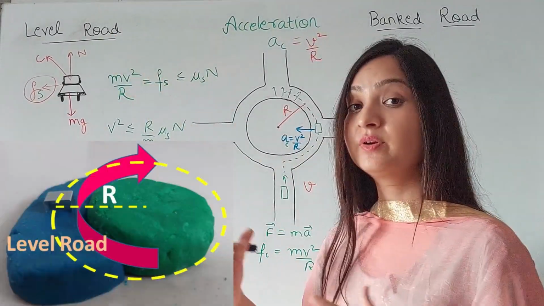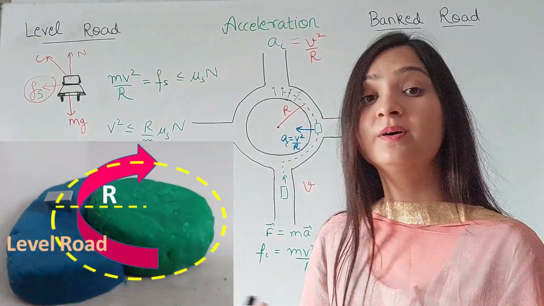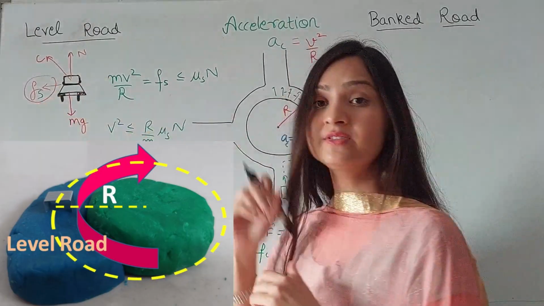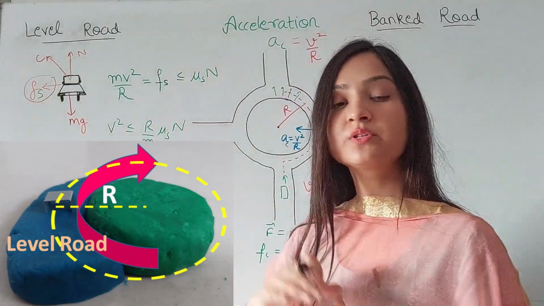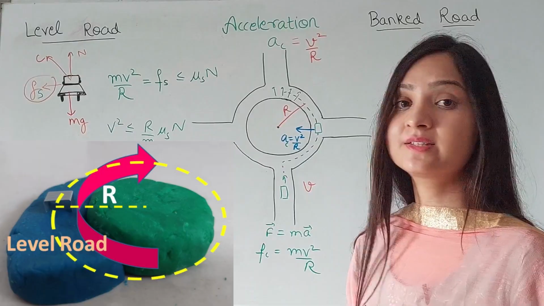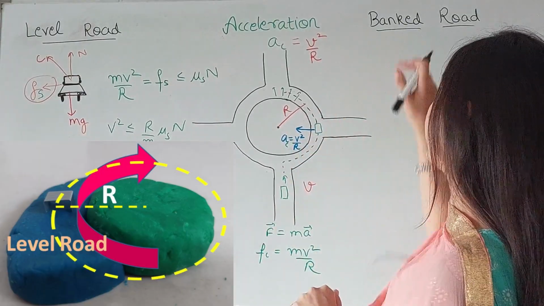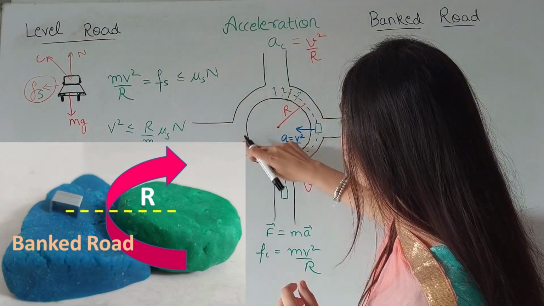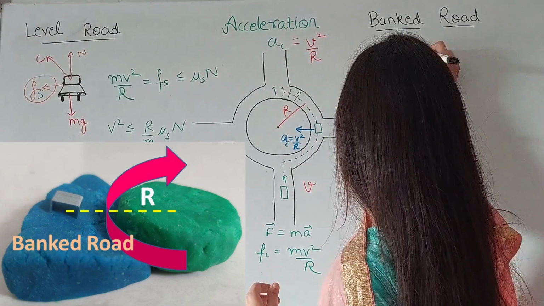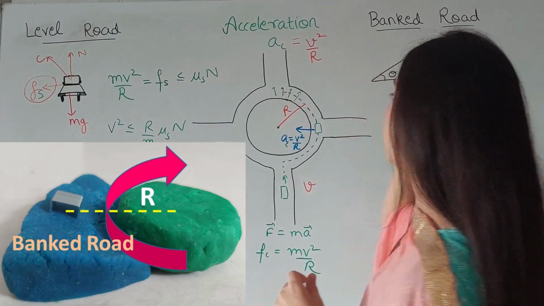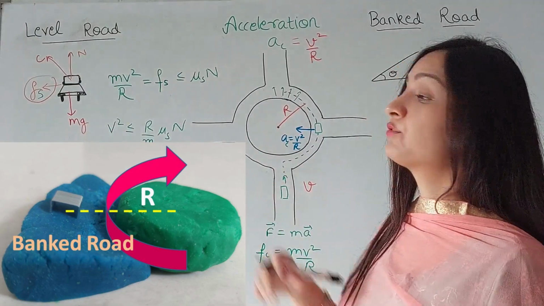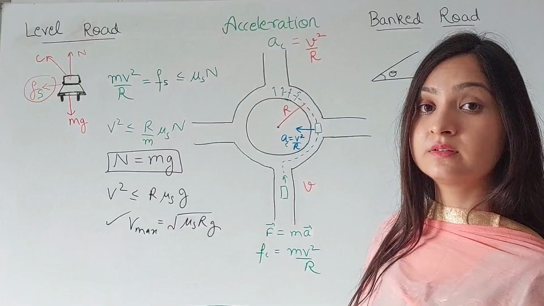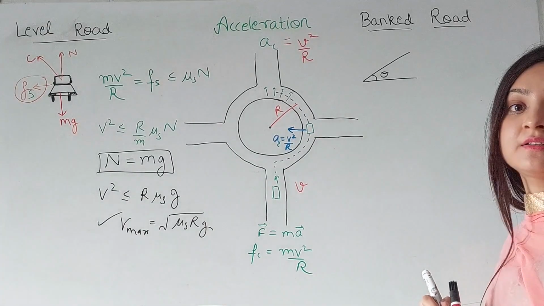In the previous case, the entire burden to provide the necessary centripetal acceleration was on this force of static friction. Only this force was responsible to provide the necessary centripetal acceleration. However, if the road is banked, the road around this circular roundabout, if this road is banked like this at some angle say theta, the contribution of the static friction to the circular motion of the car can be reduced. So in this case, what are the forces that will be acting?